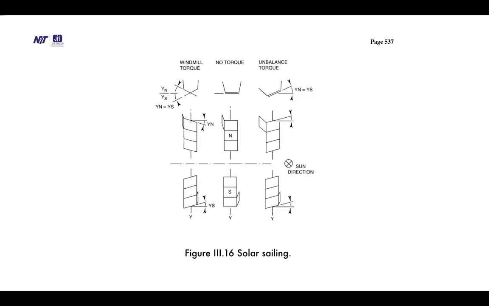So this is given by this solar sailing; this is the windmill torque. This is the no-torque condition, this is the unbalanced torque condition, and this is the sun detector.